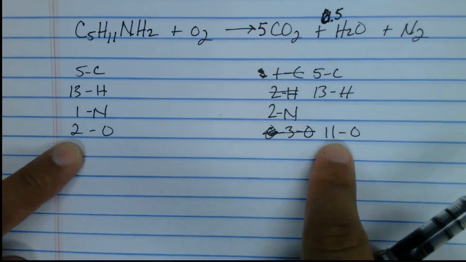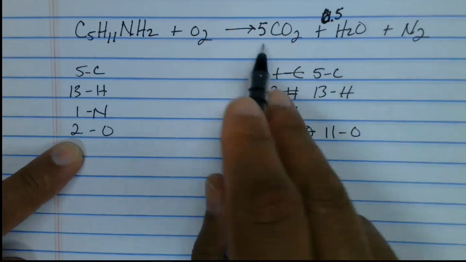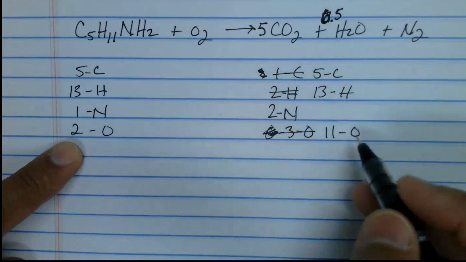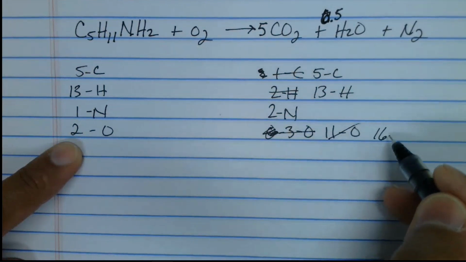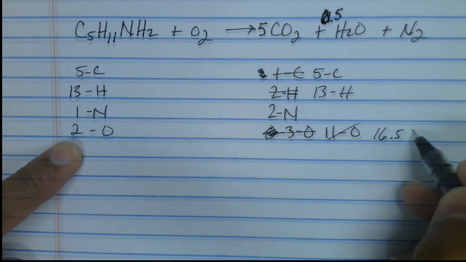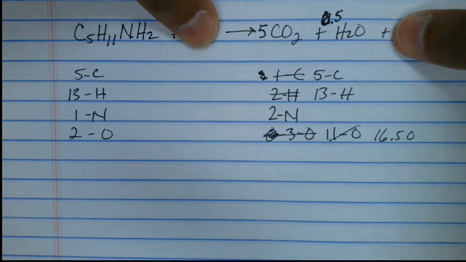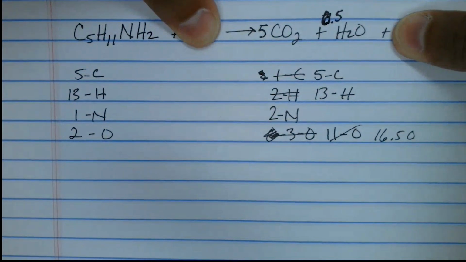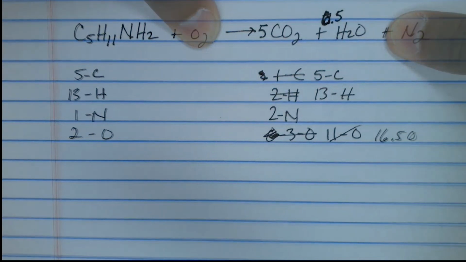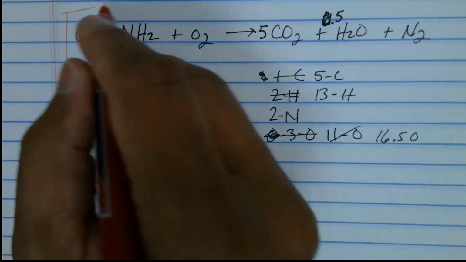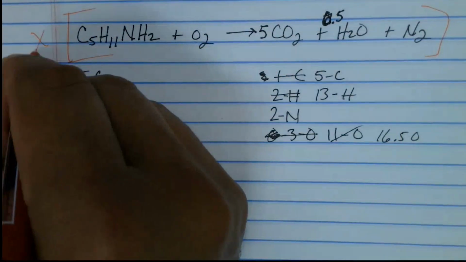And then the oxygens are going to get out of balance too, right? So 10 and 6.5, you'll call that 16.5. Just ignore that right there. And I understand there's a fraction there. Let's get rid of it. So how do we get rid of the fraction? Let's multiply everything by 2.